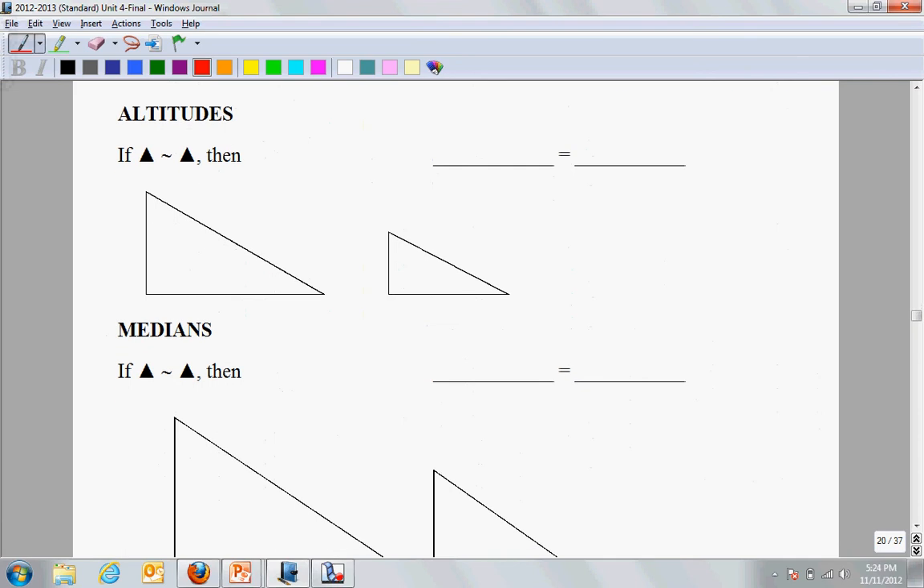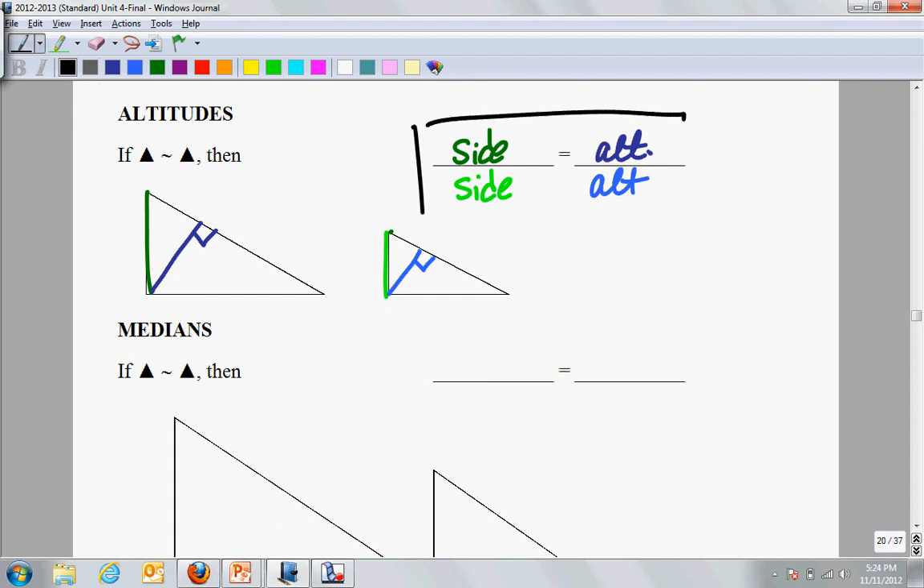By the same token, side over side equals altitude over altitude. Because again, they're all just length. Same dimension, same ratio. All of these components are one dimension.